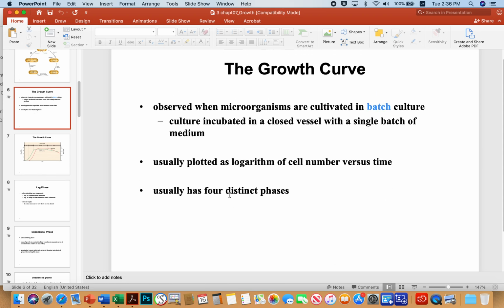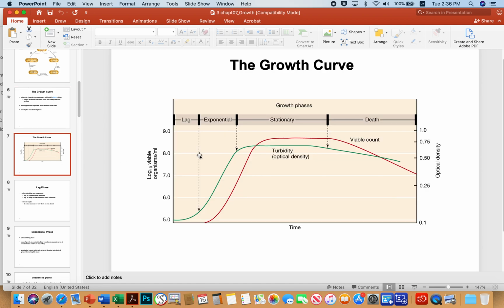The growth curve for bacteria is pretty straightforward, and it's usually plotted as the log of cell number versus time, and it has four distinct phases. That's what's illustrated in this particular graph. Here on the y-axis on this side is the log of viable organisms per mL, and then the x-axis shows you time. This second y-axis shows optical density, which is just a measure of how cloudy a liquid culture gets. Obviously, as more cells grow, the cloudier the culture gets.